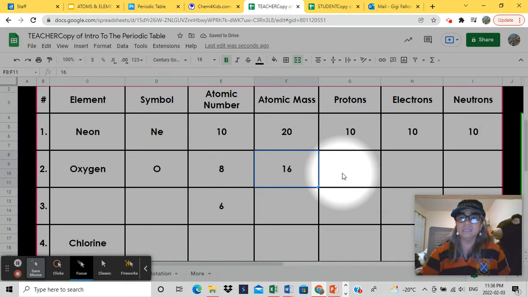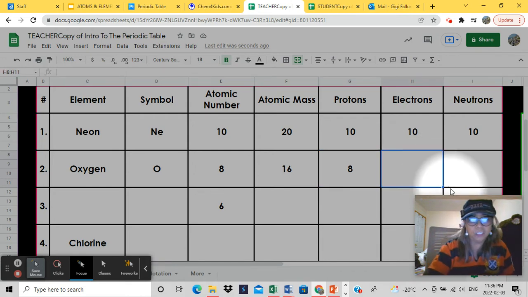And we said earlier that the number of protons is the same as the atomic number. So put down 8 there. And how about the number of electrons? Still the same. Atomic number is equal to the number of protons equal to the number of electrons for electrically neutral elements, right? So there it goes. You put there the 8.